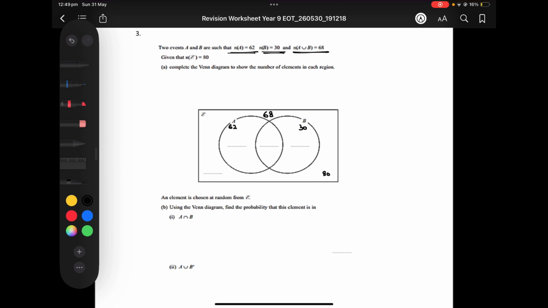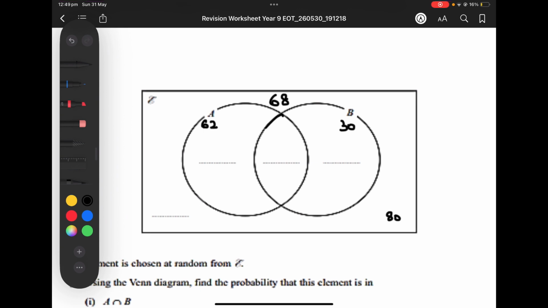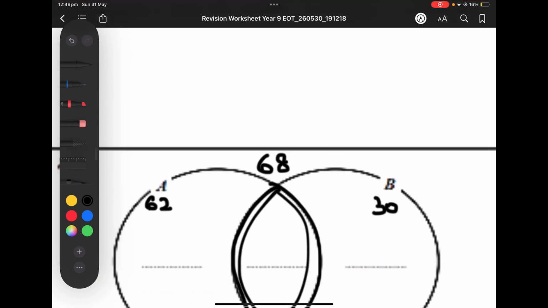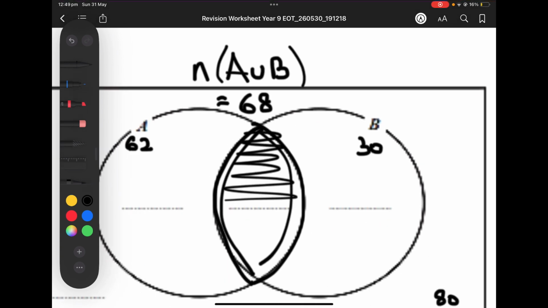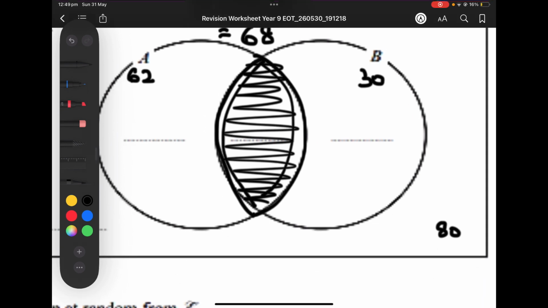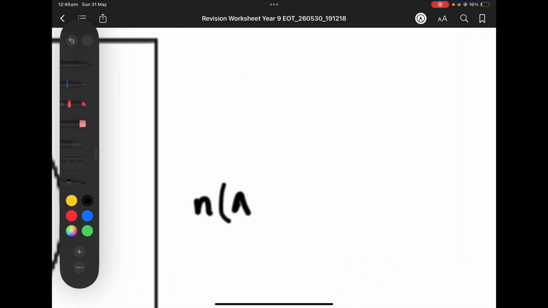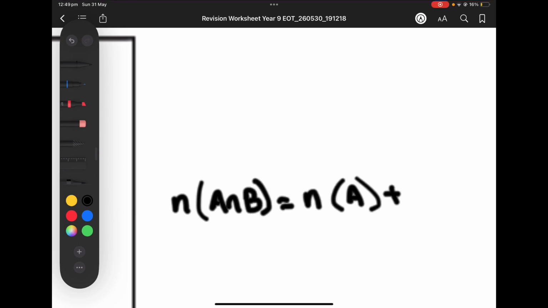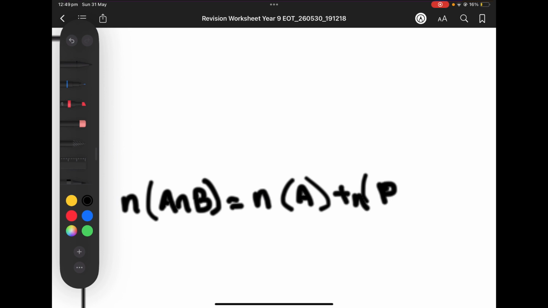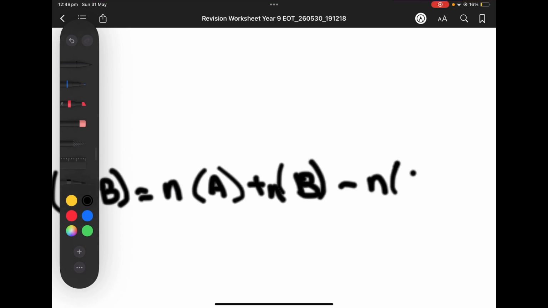Complete the Venn diagram. To complete the Venn diagram, I need to have what is there in this common area. This common area is not given to me. A union B is given to me instead. N of A union B is equal to 68. But what is there in this area, I have to find that out. For that, there's a formula. The formula is N of A intersection B is equal to N of A plus N of B minus N of A union B.